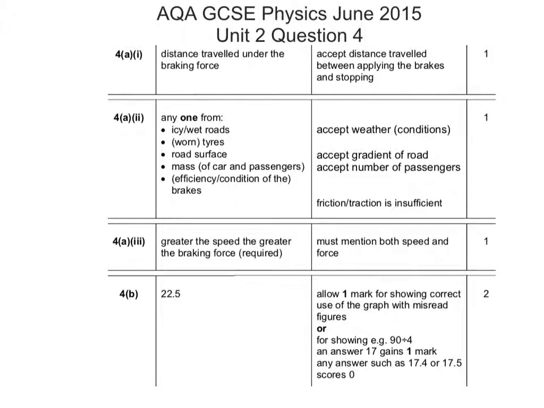This is question 4 of the AQA GCSE Physics June 2015 Unit 2 question paper. On screen now is the mark scheme for the question, so please mark your work. Because the mark scheme is so long, it's split over 3 slides. You may wish to pause the recording to mark part A and part B of the question, and then move forward to mark the next few parts.